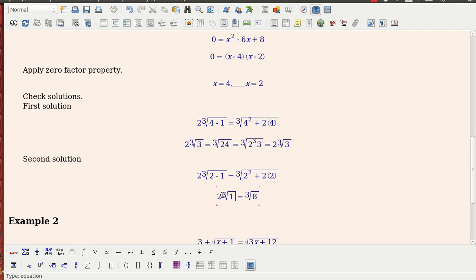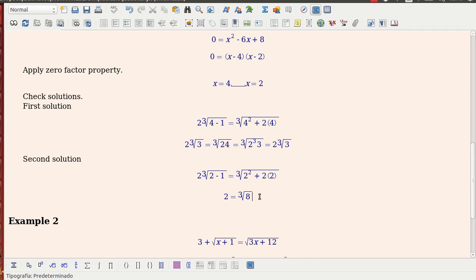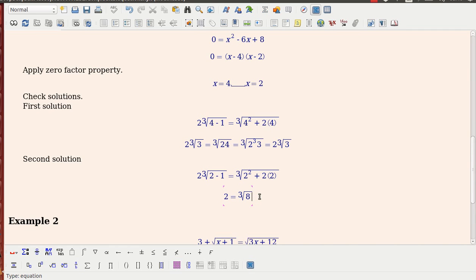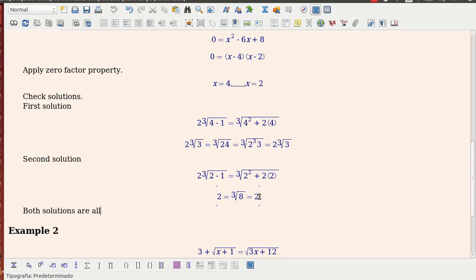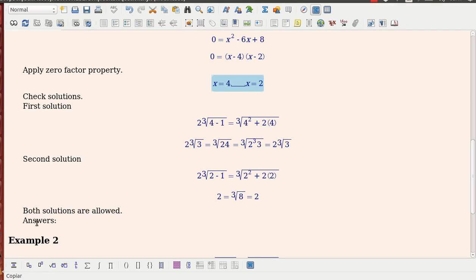And as you can see, the cubic root of 1 is 1. We have 2 equals the cubic root of 8. That's true. That's correct. The cubic root of 8 is 2. So both solutions are allowed. We just write the answers again. And we have finished the first exercise.